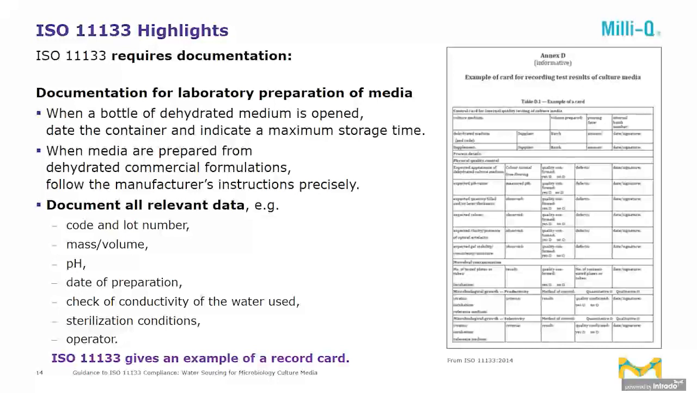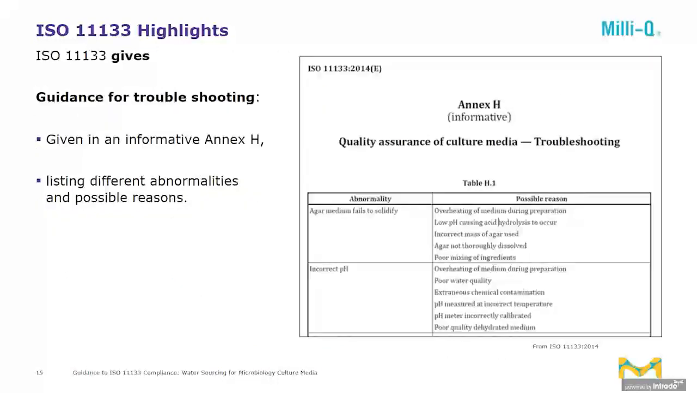operators. The ISO 11133 has also an example of a record card, which can be used for the own standard operation procedure for the documentation of the lab user. The ISO 11133 gives also a guidance for troubleshooting. This guidance is in an informative Annex H, listing different abnormalities and possible reasons.